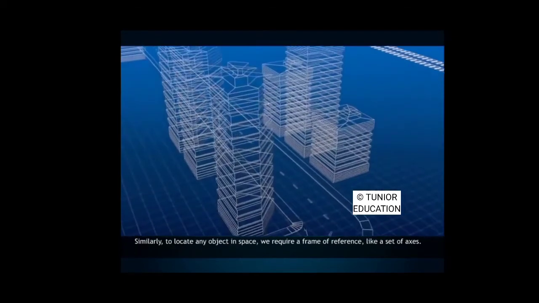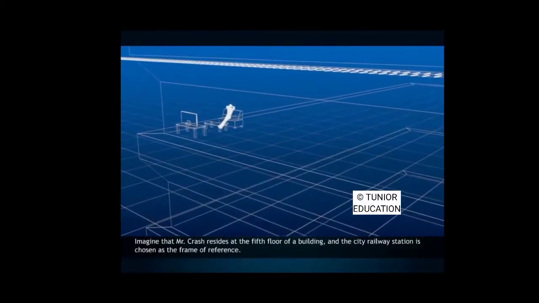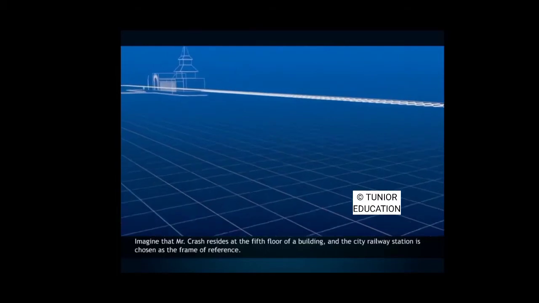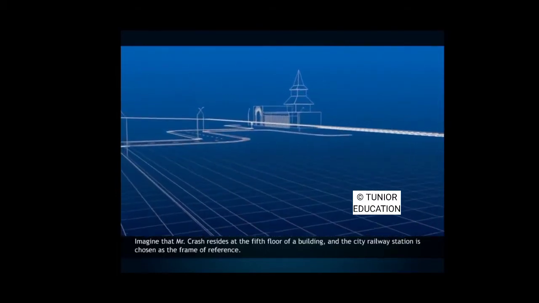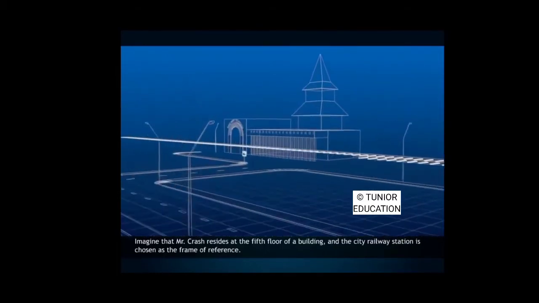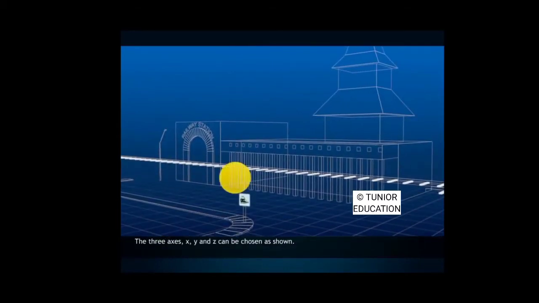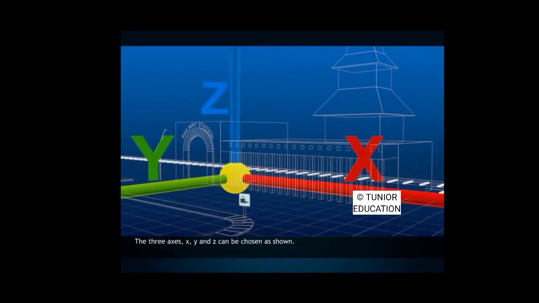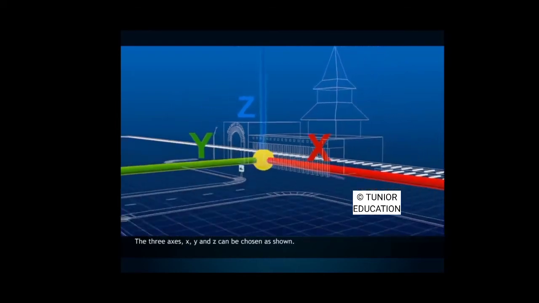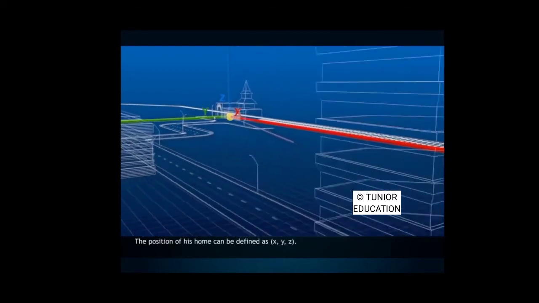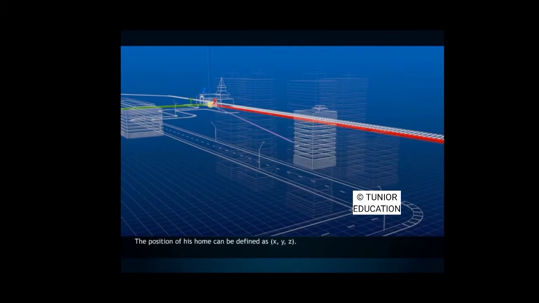Similarly, to locate any object in space, we require a frame of reference, like a set of axes. Imagine that Mr. Crash resides on the 5th floor of a building, and the city railway station is chosen as the frame of reference. The three axes, X, Y, and Z, can be chosen as shown. The position of his home can be defined as X, Y, Z.